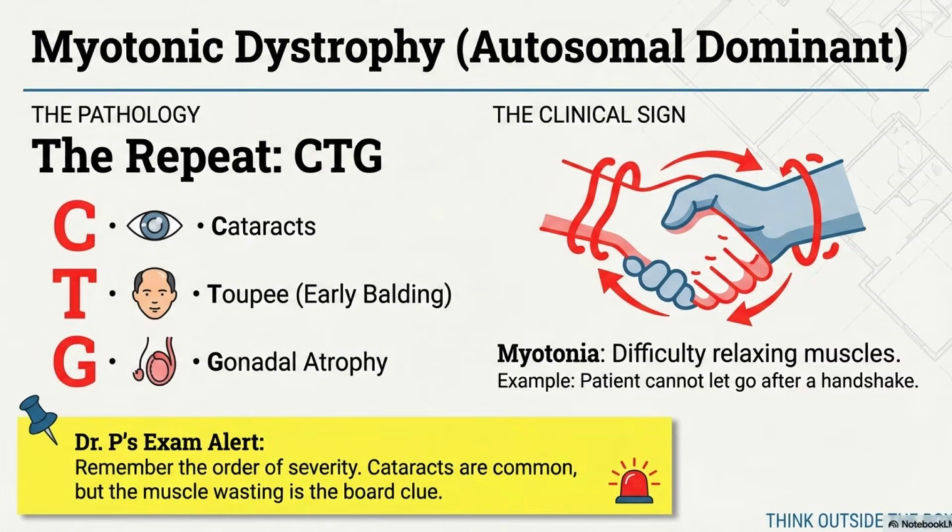Now the third one is myotonic dystrophy, autosomal dominant. The defect is CTG repeats. Mnemonic is CTG: cataracts, toupee or balding, and gonadal atrophy. The clinical sign here is myotonia, difficulty relaxing muscles. Example, can't let go of a handshake.